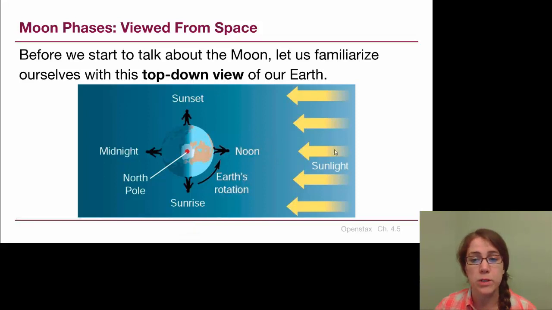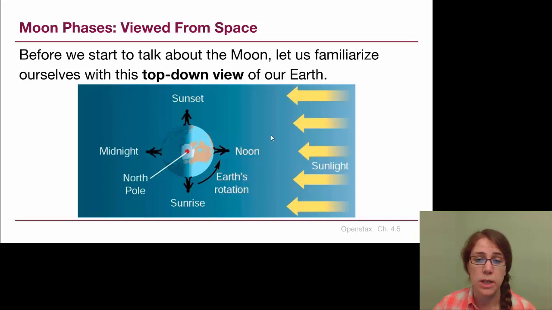Now, the reason that the person here is labeled noon is because the sun is coming in from the right side of our picture here, and it's shining high in the sky for that person at noon. It might not be directly overhead. That isn't the case every single day of the year, but it will be the highest that it can get.